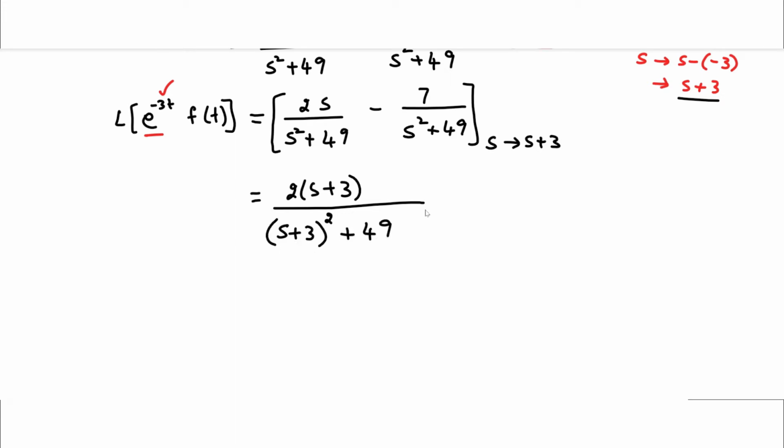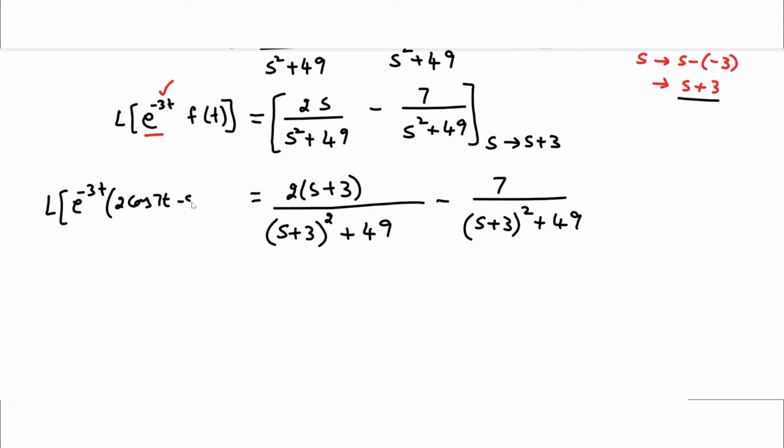plus 49, minus of 7 by s will become s plus 3 whole square plus 49. So we have got this Laplace transform of e power of minus of 3t. I have already taken the value of f of t to be equals to how much? 2 times of cos of 7t minus sine of 7t. So that will be the required solution.